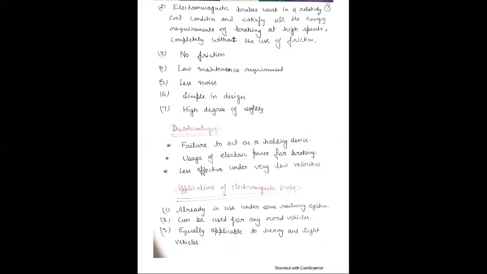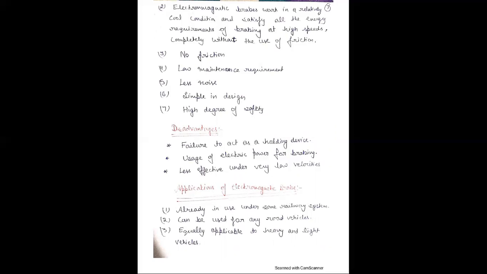The design of the electromagnetic brake is very simple. The next is a high degree of safety. From a safety point of view, this is very highly secure. And the disadvantages of this electromagnetic brake are failure to act as a holding device, use of electric power for braking, and being less effective at very low velocity. If the velocity of the vehicle or machine is very low, then electromagnetic brakes are less effective.